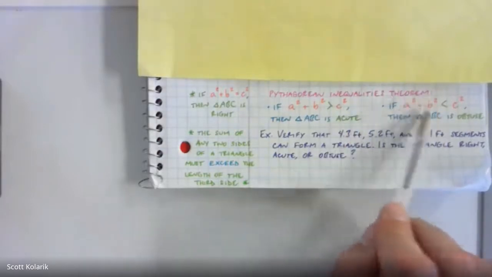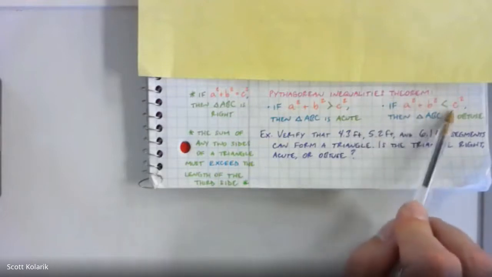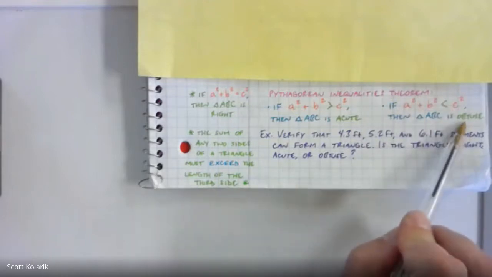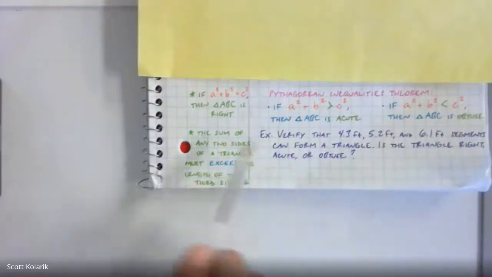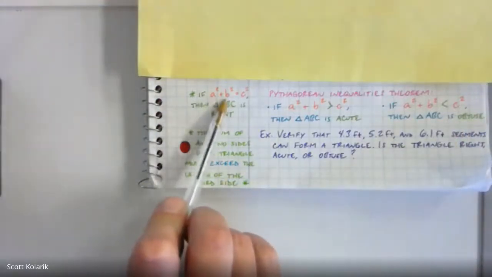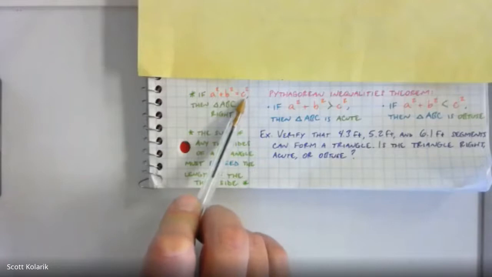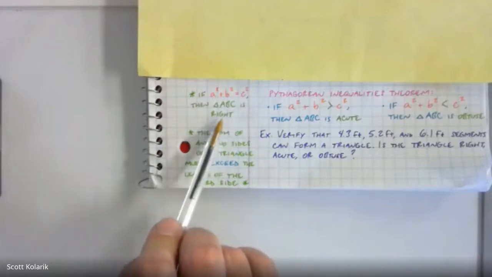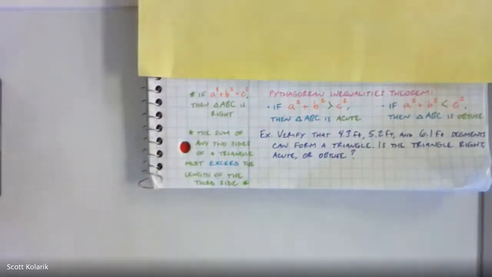If my a squared plus b squared ended up less than the c squared side, that would be a case where it would be an obtuse triangle. In other words, one of the angles is greater than 90 degrees. And again, it kind of goes without saying at this point, but if a squared plus b squared equaled c squared, that would be the case where it is specifically a right triangle, just like in the first couple of examples.